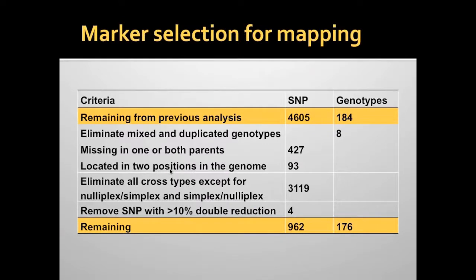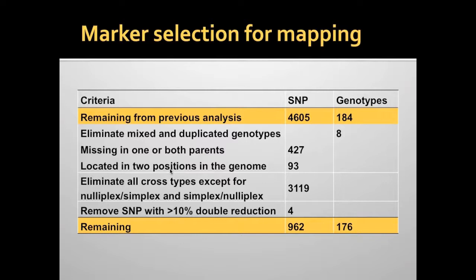The next steps I followed: I had 4,605 SNPs in 184 genotypes previously, from before the clustering analysis. After the clustering analysis, I eliminated those mixed progenies that don't belong to this population, and also those that I knew were duplicated genotypes. So I eliminated 8 genotypes from the analysis.